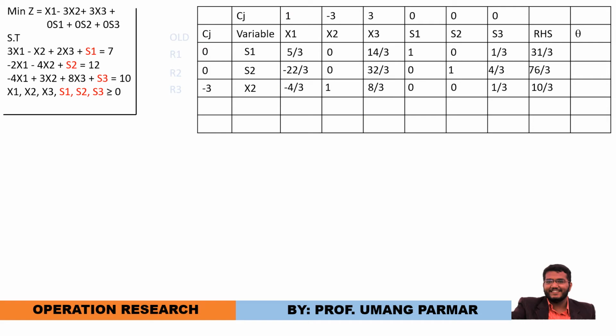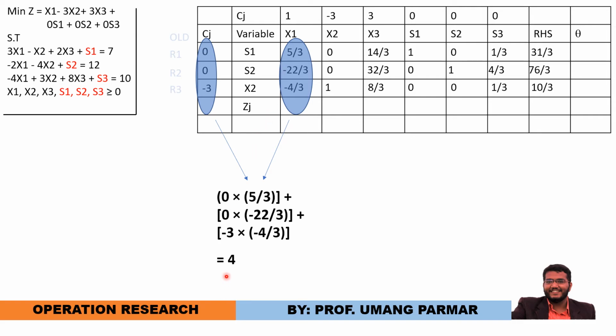Now, after having the new iteration table, we need to find out the value of Zj. As in the previous table, we are going to multiply the coefficients of the objective function, that is the column of Cz, with the respective column of the variable, and we get the answer of Zj. For example, if I want the answer in the column of x1, then I need to multiply these values, that is 0, 0 and minus 3, with this value 5 by 3, minus 22 by 3 and 4 by 3, and I get the answer as 4.